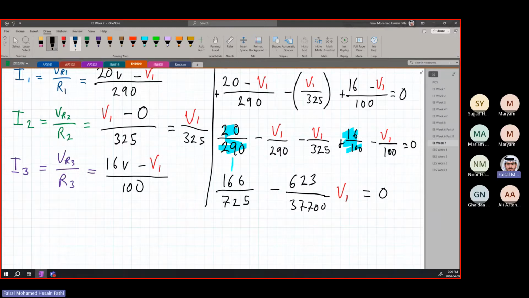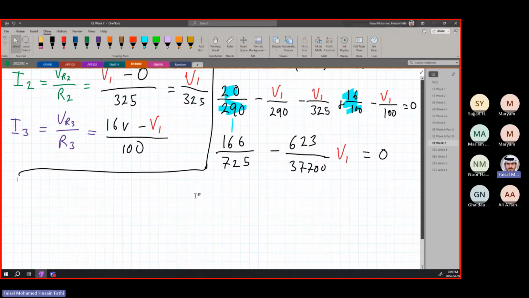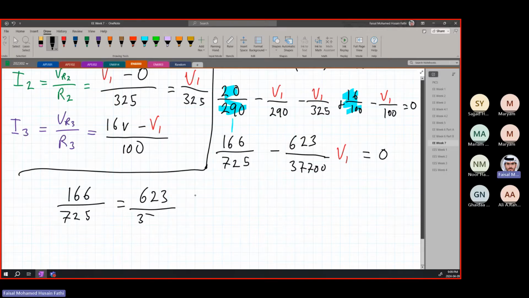You can simply put these also in decimal form if that helps you guys. So I like to deal with fractions because it's a bit more accurate. But if it's easier for you guys, you can just convert this into decimal. But I'm going to solve it in the fraction way. So it's going to be 166 over 725 is equal to 623 over 37700 V1.